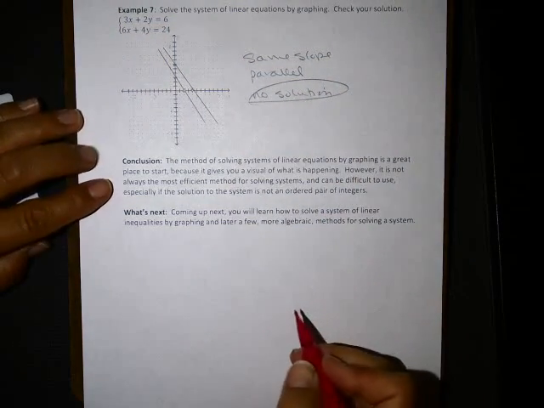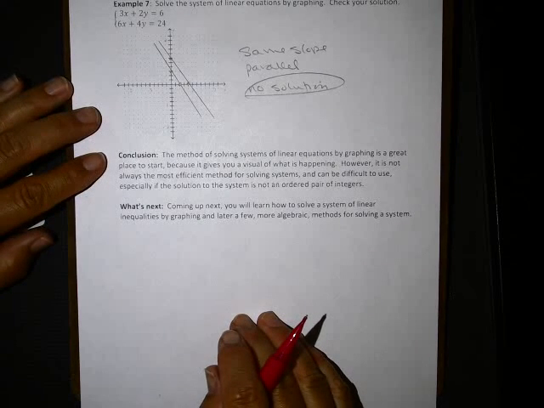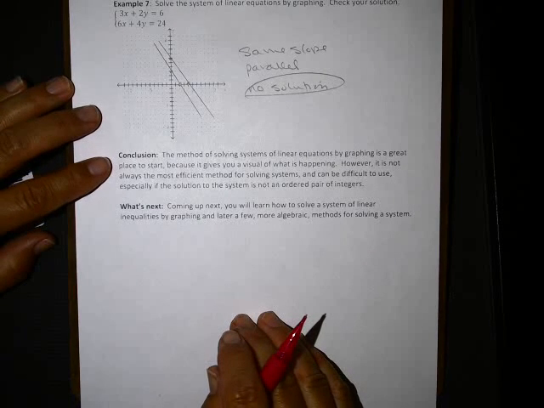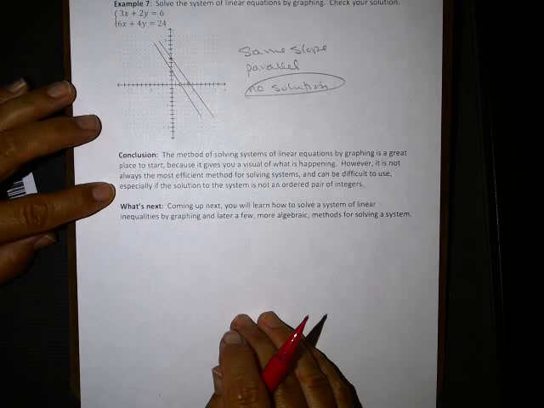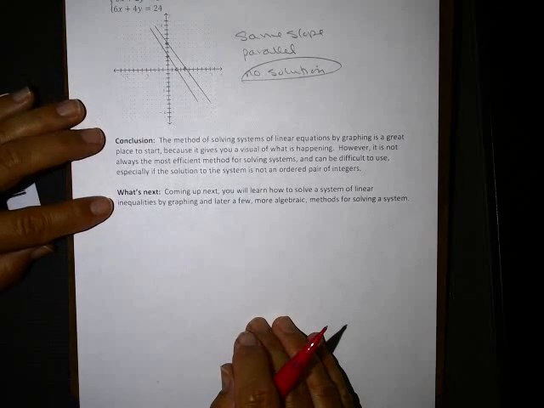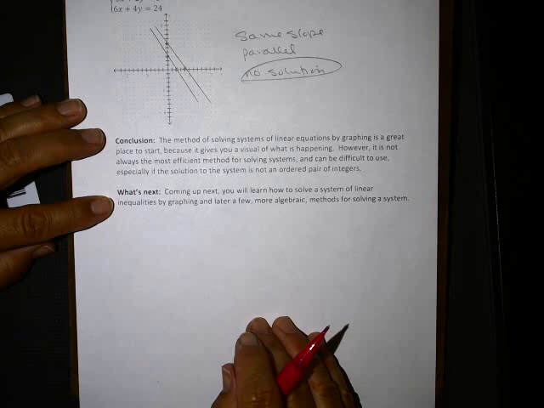So that's no solution. So in conclusion, this method of solving systems of linear equations by graphing is a great place to start because it gives you a visual of what's happening. However, it's not always the most efficient method for solving systems and can be difficult to use, especially if the solution to the system is not an ordered pair of integers. Coming up next, you'll learn how to solve a system of linear inequalities by graphing, and later a few more algebraic methods for solving a system.